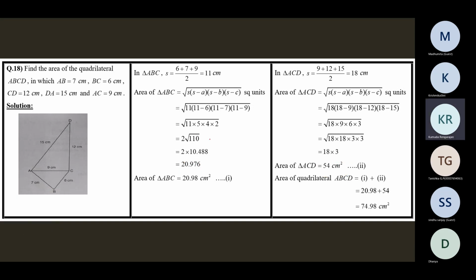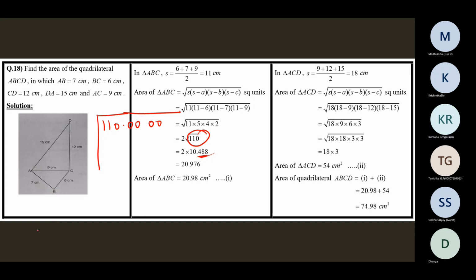Now you will ask me, how do you know root 110 is 10.488? Normally this value should be given in the figure, if it is, sorry, given along with the question. If it is not given, you should know to find the square root using long division method. You should know how to find the square root using long division method, 8th standard. So like that, we get 10.488.